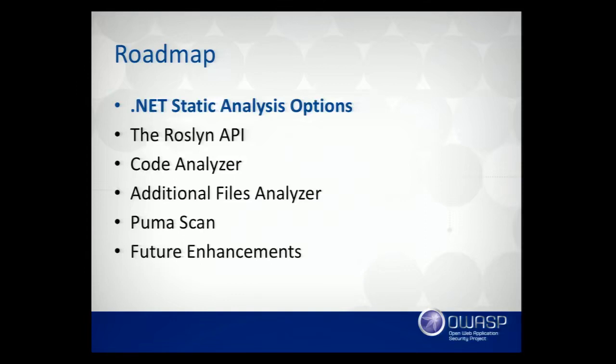I will introduce you to the Roslyn API, which is a new open source compiler that has been out for about a year now. So you'll get to see what that is, how it works. I'll teach you how to write a code analyzer using the Roslyn APIs to actually locate something bad in some source code. I will teach you how to do some additional file analysis in a non-code file, such as a web config file or maybe a JavaScript file, something of that nature.